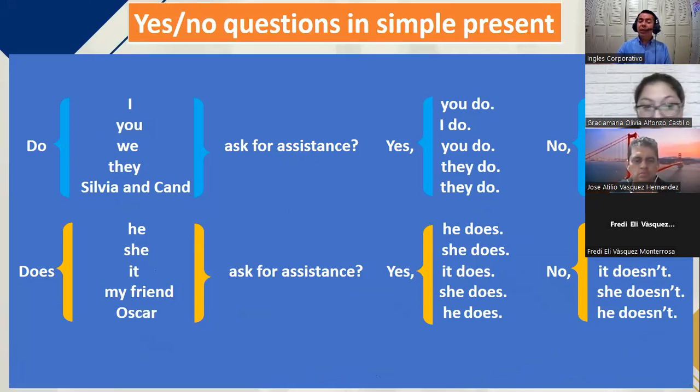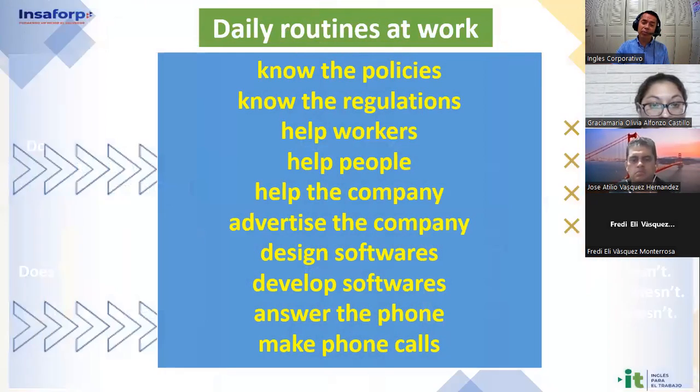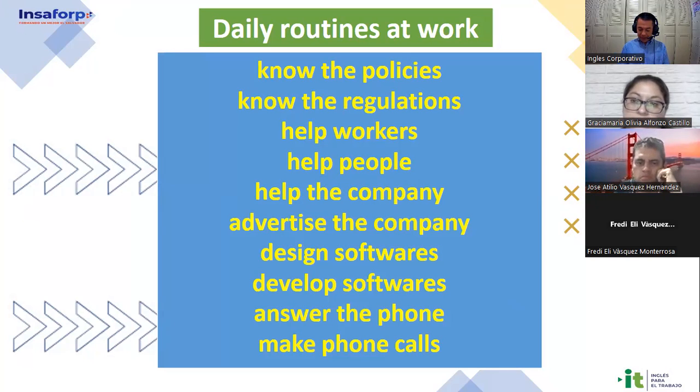Okay? Now, here we have some activities that you probably do in your office, in your company, right? Tenemos algunas actividades que probablemente ustedes realicen en su compañía, en su lugar de trabajo. Actividades que hacemos en Serpa y López, en General Depot, en Hotel Mirador Plaza, en Inversiones Santa Bárbara, en JM Telecom, en Mediterranean Shipping, en Agrosania, en Avícola Salazar, etcétera. In all the companies, what activity we do? Number one, know the policies, conocer las políticas de la compañía, right?